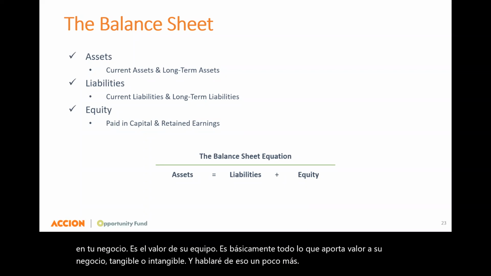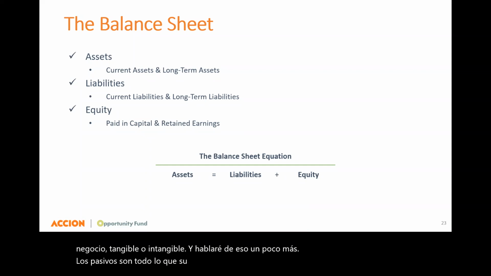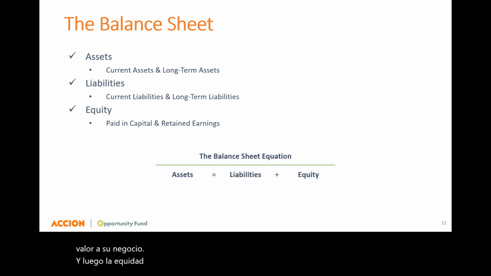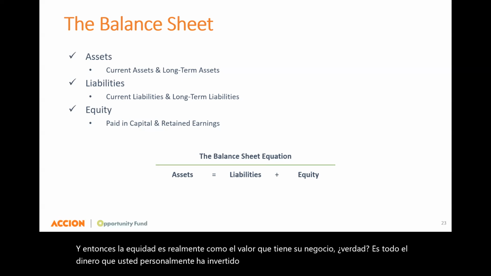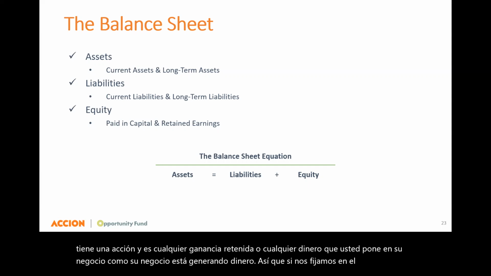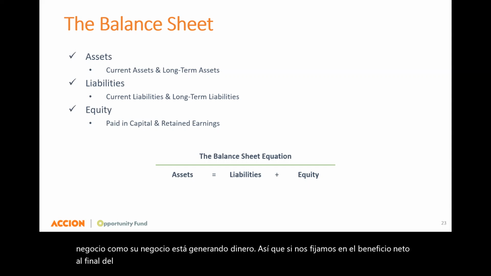Liabilities are everything that your business owes money on, or anything that's taking away value from your business. And then equity is the value that your business has. It's all of the money that you personally have invested into your business. It's the value of the stock, if you have stock, and any retained earnings or any money that you put into your business as it's generating money. So if we look at the net profit at the end of a year, you could either take that money out for yourself or put it back into your business, and that would be equity in your business.